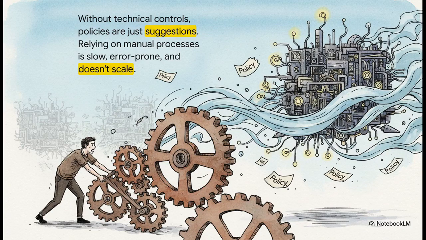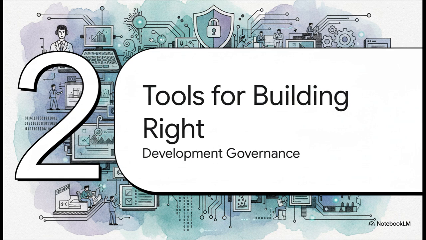And here's the simple, honest answer. Because without technical controls to actually enforce them, your policies are just suggestions. Relying on people to manually follow a checklist is slow, it's wide open to human error, and it just doesn't scale as you start deploying more and more AI. So how do we fix this whole mess?